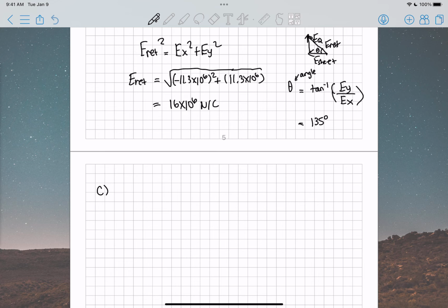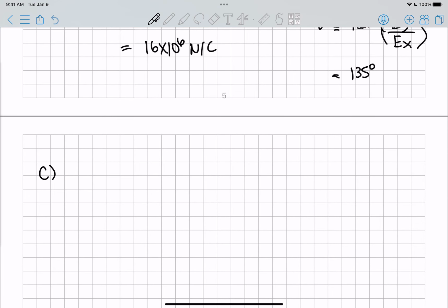So we have part C now. It says there's a point B where the electric field vanishes. Show on the picture where you expect point B to be located. So this is more of just a conceptual type problem here, right? So, what do I want to say?